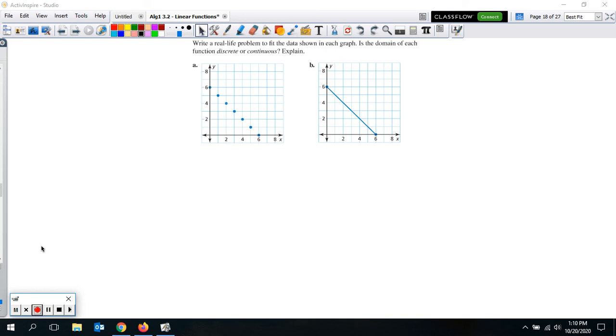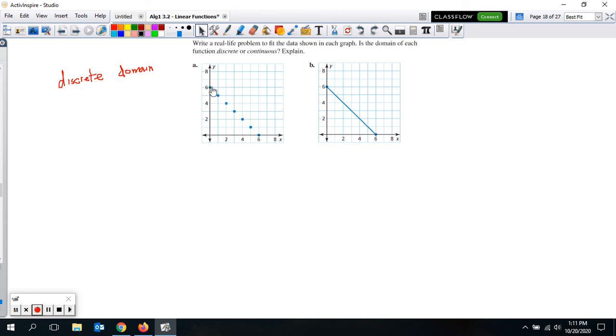Alright, so here's just a couple here, A and B, just to watch these before we do our next couple problems on the extra practice. I'm just going to have you see if this is a discrete or a continuous function, and then what that domain would be. So letter A, as you could see, it's separate points. So when it's separate points like that, it's a discrete domain.